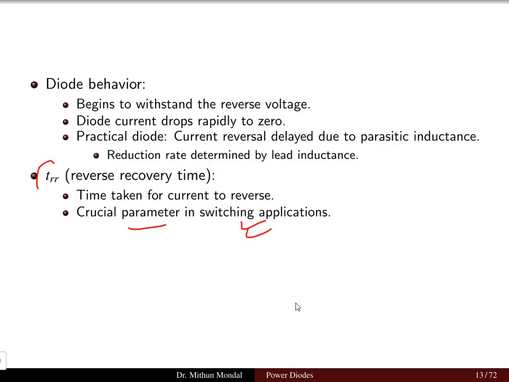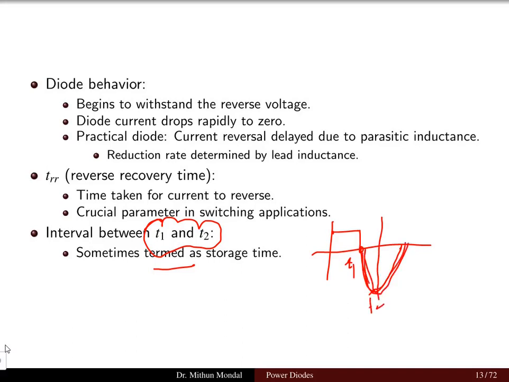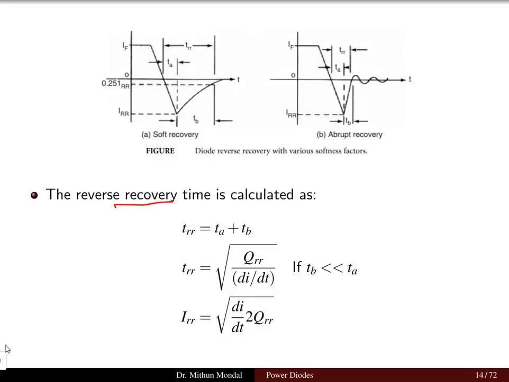So this TRR is a very important property when we talk about switching applications, and the interval between T1 and T2 is sometimes termed the stored charge. So when you have the interval we have seen in the waveform, T1 to T2, you have the stored charge. So here you are giving positive, then the current is moving like this. So this is your T1 and this is your T2. So here you have the stored charge and then you have the charge which is removed.